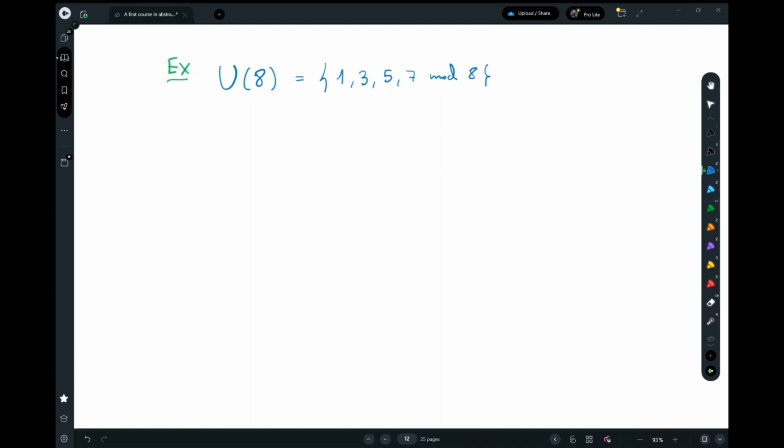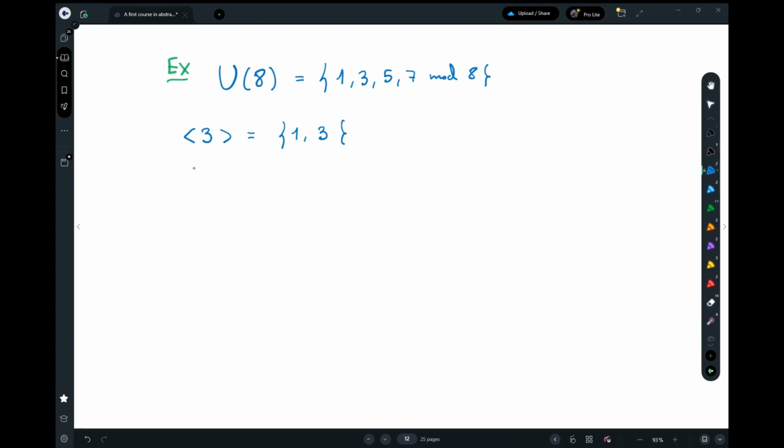And let's see what happens. Let's see what the powers of 3 are. The powers of 3 would have 1 and then 3. 3 squared is 9, but 9 is already 1 mod 8. So actually, this set is just 1 and 3. So that doesn't give me all of U8. So this is not a generator.